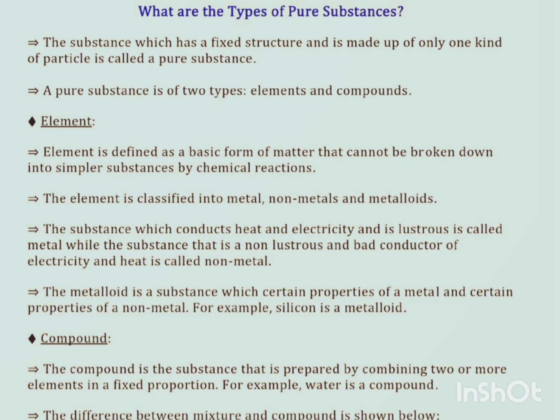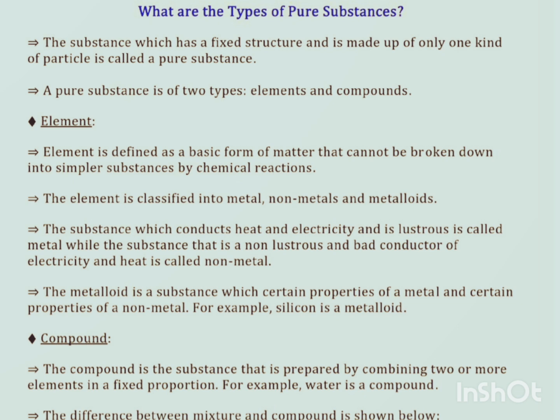An element is defined as a basic form of matter that cannot be broken down into simpler substances by chemical reaction. Even if a chemical reaction is carried out, it will not break down. It will be the same element. Elements are classified into metals, non-metals and metalloids. A substance which conducts heat and electricity and is lustrous is called a metal. A substance that is non-lustrous and a bad conductor of heat and electricity is called a non-metal. The metalloids have the properties of both metal as well as non-metal. Example, silicon is a metalloid.